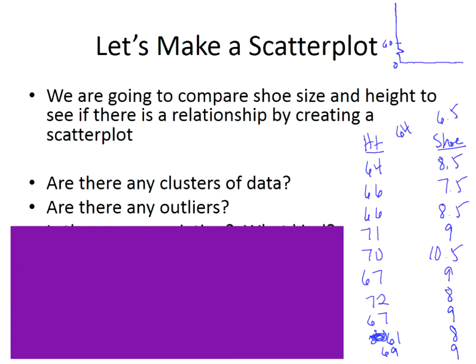If I put like 70 and a shoe size of 6.5, would that be one that would kind of stick out? Yeah. It wouldn't follow the pattern? And those are called outliers. When they don't follow the pattern, they're called outliers. So you guys might want to write those two things down. Clusters are when the points in a scatter plot are kind of close together. And your outliers is something that doesn't really go with what the rest of the data is showing. Okay?